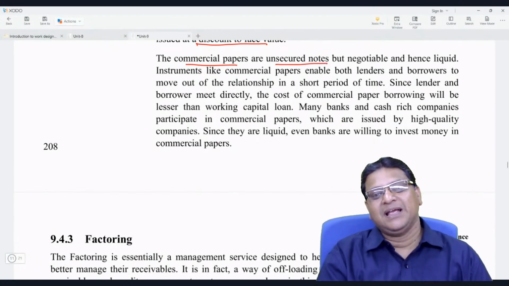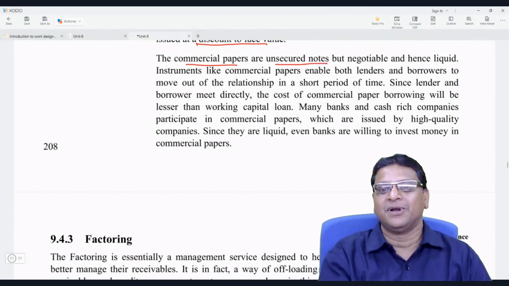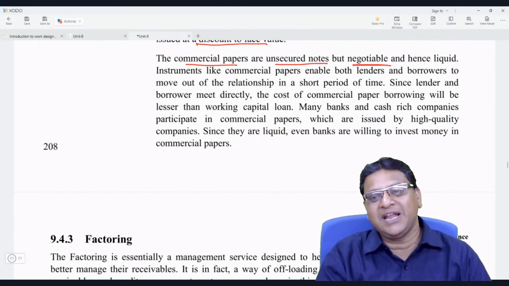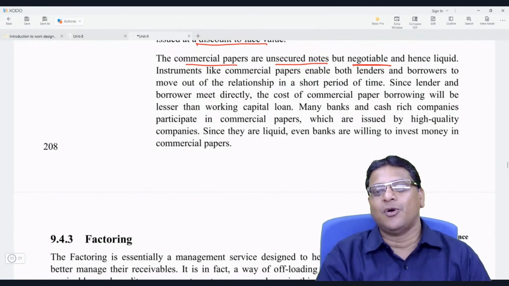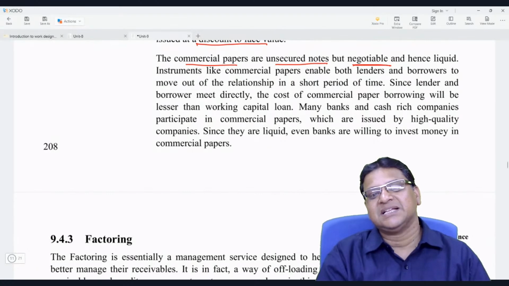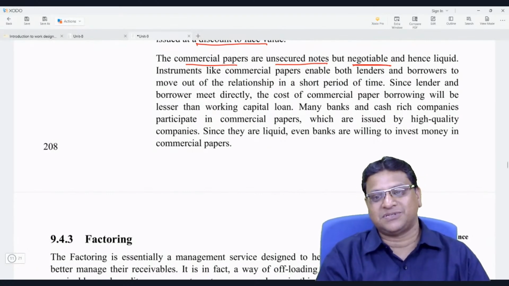But there is an advantage with commercial paper. These are negotiable in nature. If you want to sell it, you can sell these commercial papers to anybody else. That is, there is a secondary market for commercial papers.